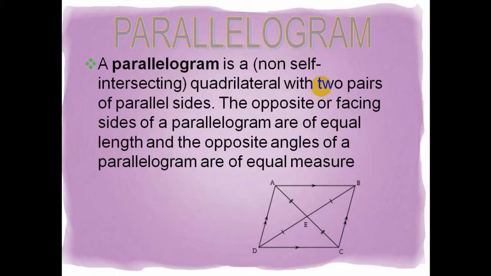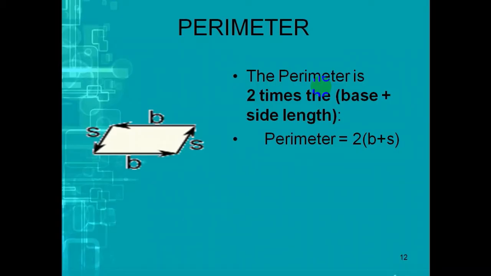Now how to find the perimeter and the area for the parallelogram. Perimeter of a parallelogram: the perimeter is 2 times the base plus side length. Suppose you see over here in this picture, this is a parallelogram. This is the length and this is the width. So this is the base, meaning the length, and one of the width sides. So 2 times the base plus side length is called the perimeter. So 2 into B plus S is called the perimeter.